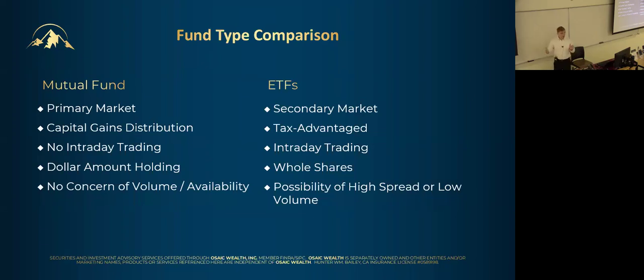Mutual funds get a dollar amount holding because they can split up the shares fractionally, versus ETFs, where it's all whole shares. With mutual funds, you don't really care about volume or what the spread is because they'll just sell it to you for what it's worth, no question. Versus the ETF, if you've got very few people or low volume trading it, there might be some difference in the buy and the sell price.